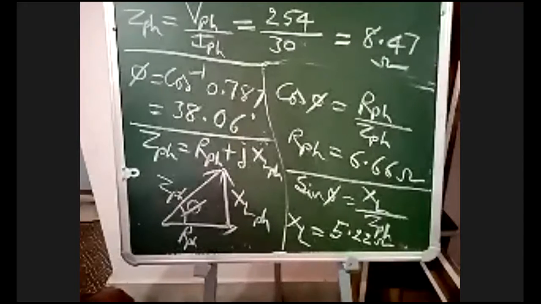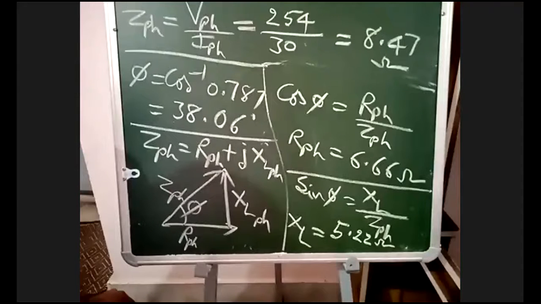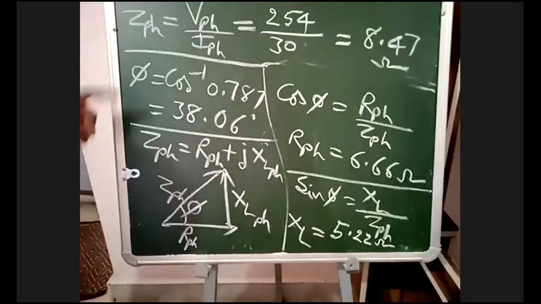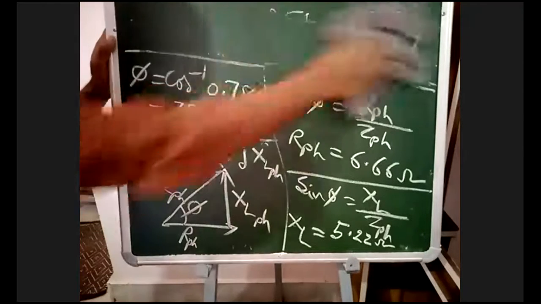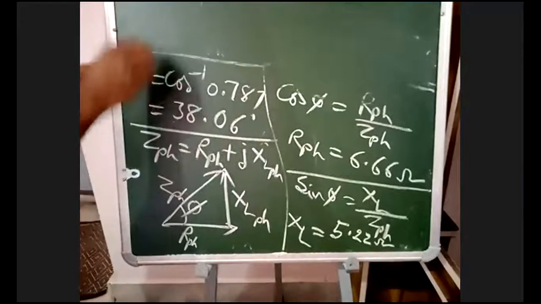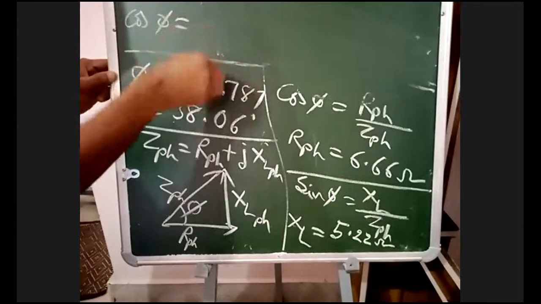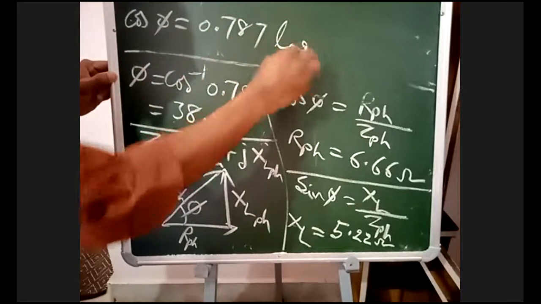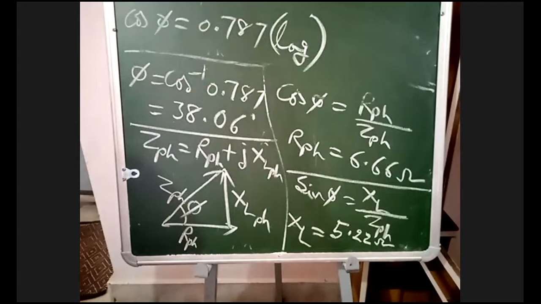Yes, sir. Okay. That is the first bit. Now come to the second bit: power factor. Already we have calculated the power factor cos phi. What is cos phi? 0.787. Cos phi is 0.787. Is the power factor lagging or leading? It will be lagging because in an inductive circuit the current lags the voltage.